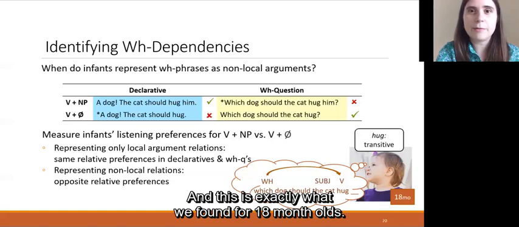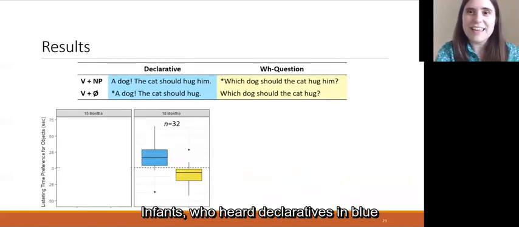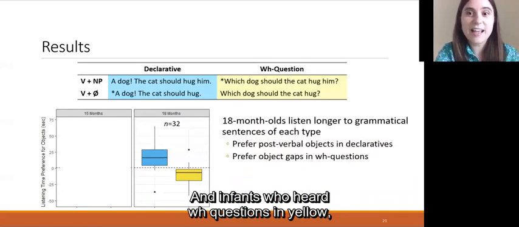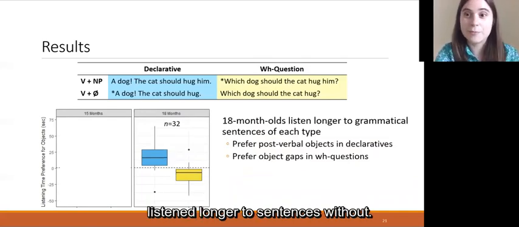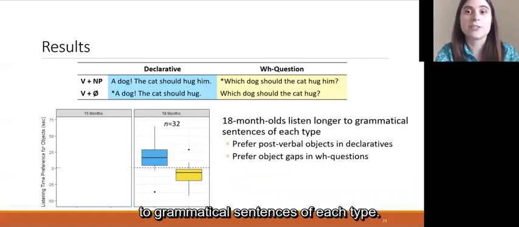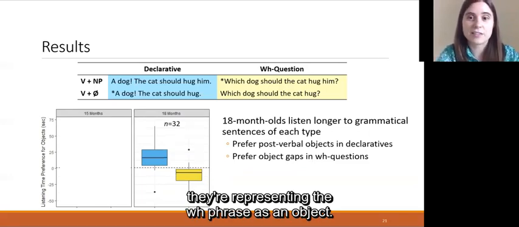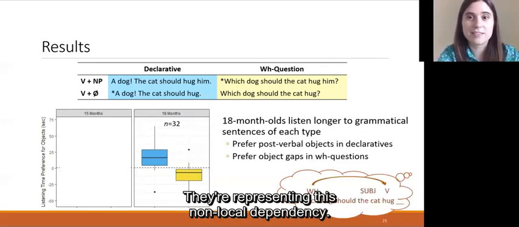And this is exactly what we found for 18-month-olds. Infants who heard declaratives in blue listened longer to sentences with objects after the verb, and infants who heard WH questions in yellow listened longer to sentences without. So that is, they're listening longer to grammatical sentences of each type. And this tells us that even at this very young age, they're representing the WH phrase as an object. They're representing this non-local dependency.